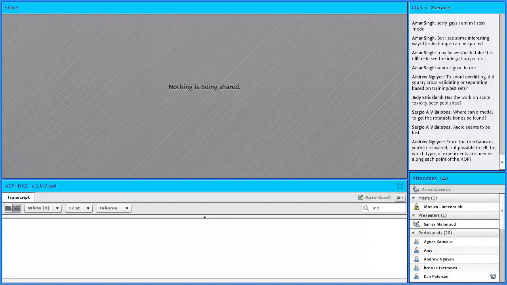Okay, cool. And we've got another question from Andrew: from the mechanisms you've discovered, is it possible to tell which types of experiments are needed along each point of the AOP? Right. So for example, if you have lists of AOPs, from the network perspective, if you're interested in a specific key event, you can trace what were the adjacent nodes, which represent the direct important conditions. And from the data, we can also label the importance of these edges. So the edges that represent synergistic links or important combinations have higher synergy scores.